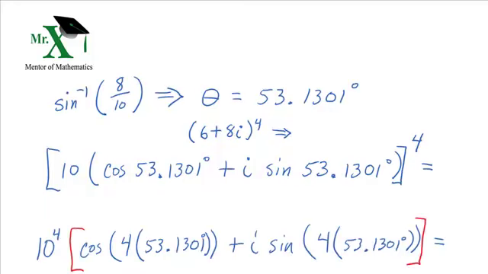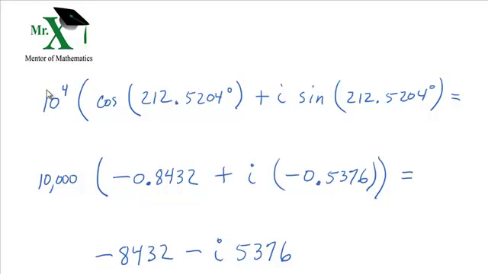But what is that? By de Moivre's theorem, we can take this 4 and put it on the 10 as a power. That's going to turn into 10,000. And then for our angle, we just multiply the angle by 4. So our 10,000 is out front, and now our angle is 53.1301 times 4, which is 212.5204. We're going to use a calculator to get these numbers. I won't punch up the calculator; you could do that on your own.